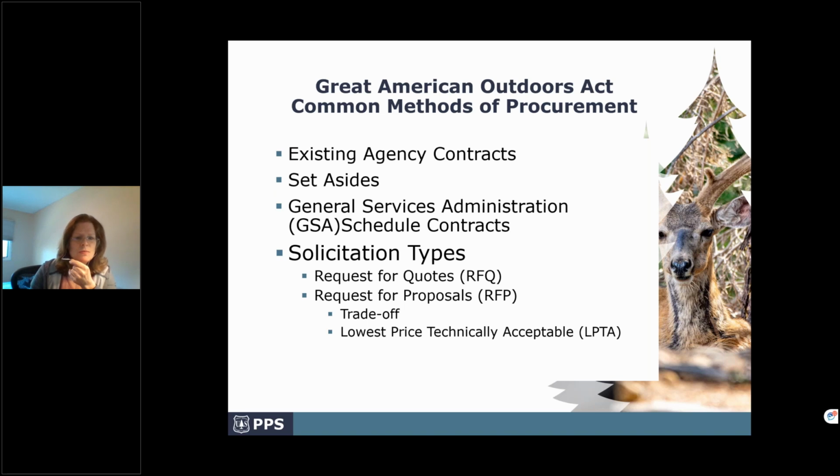If you're interested in them, you'll want to make sure that you read the solicitations carefully and understand what kind of information you need to submit back with your proposal or your quote in order to allow the Forest Service to do a timely evaluation of what you've submitted. Next slide, please.